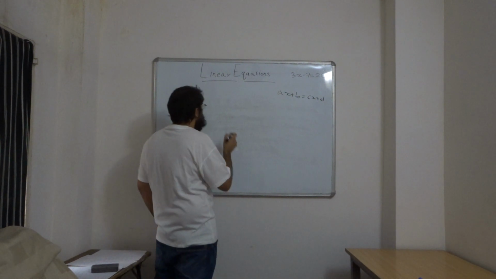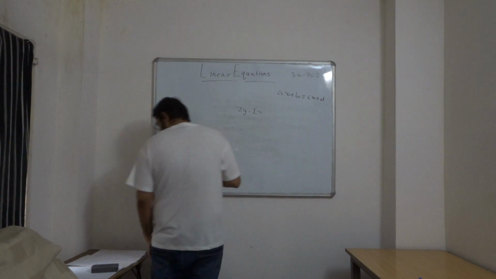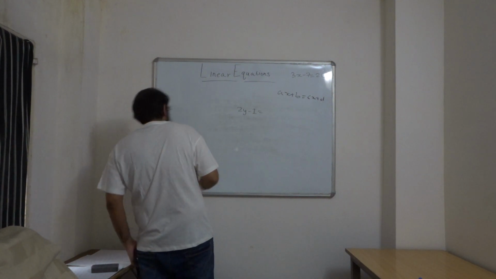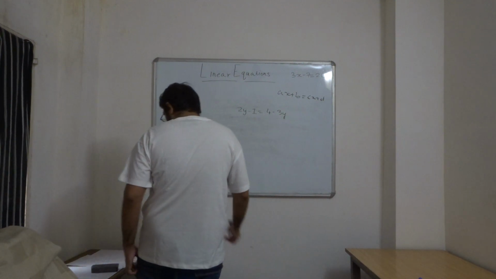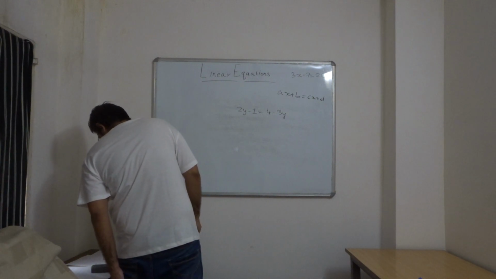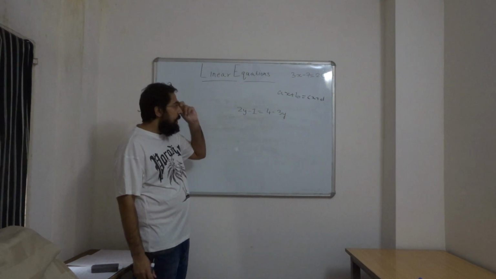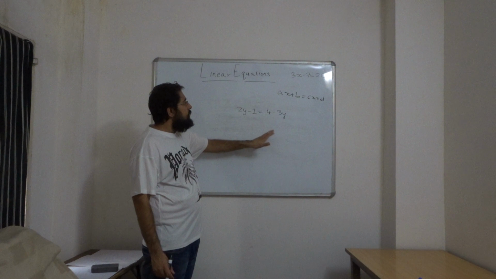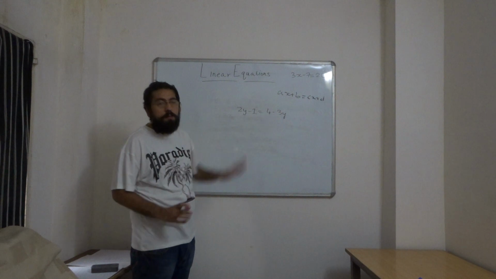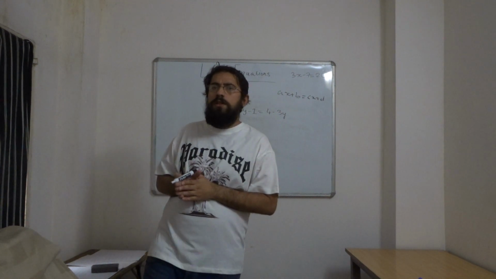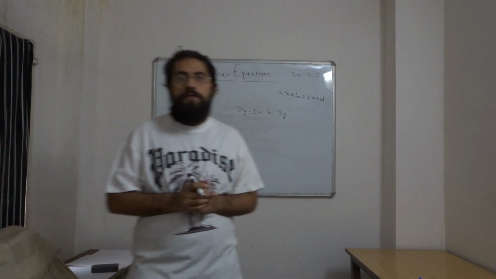Okay, so let's do this one again. You have 2y minus 1 equals 4 minus 3y. Okay? Just try solving this one. After solving this one, I'll give you an idea of how you can solve questions of this type. Alright? So just don't worry, just sit back and relax, and everything will be fine.